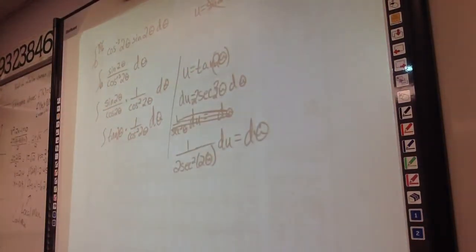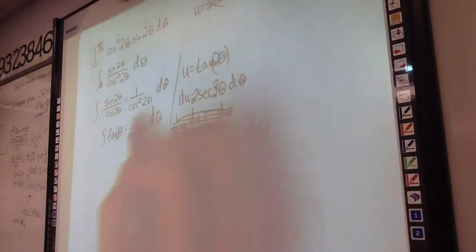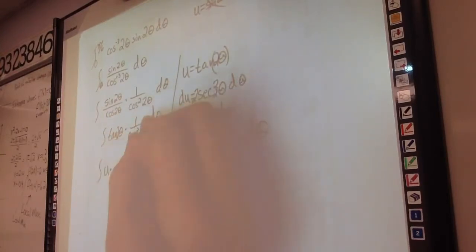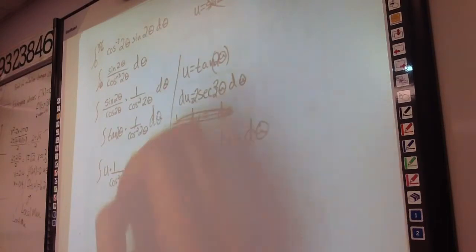Secant squared. 1 over cos squared is secant squared. It's not actually going to go away. u is tangent of 2 theta, so I'll have u there times 1 over cos squared of 2 theta. d theta is all this, so times 1 over... Oh yeah, it is. You're right, as usual.